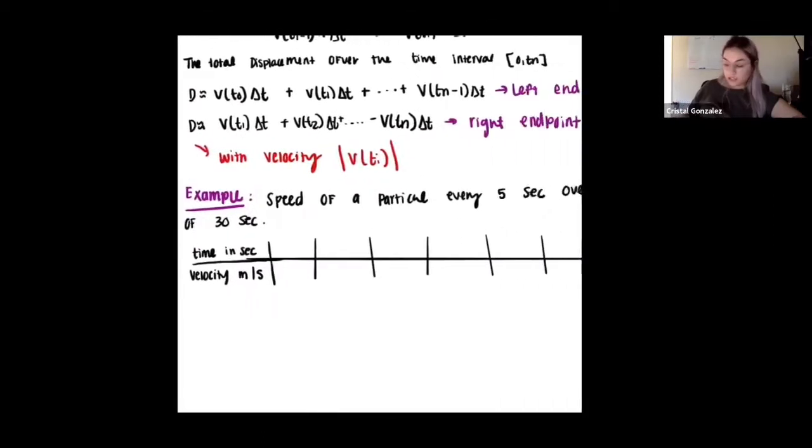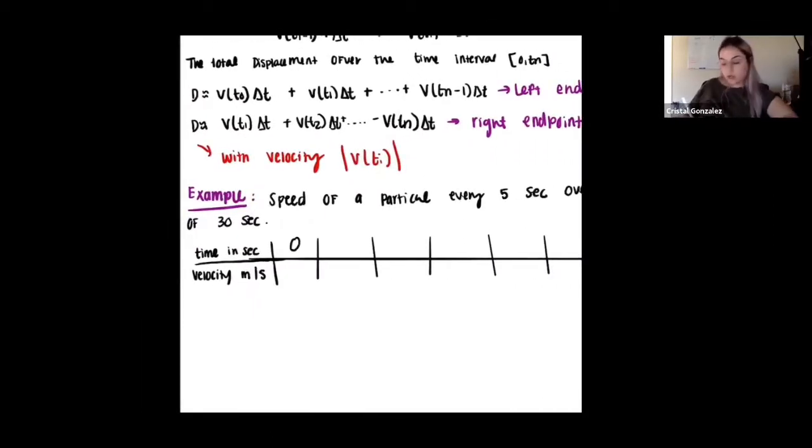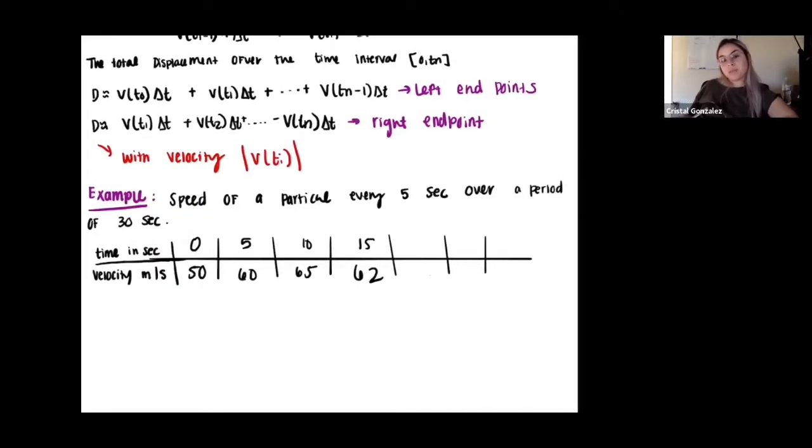Okay, so let's say that at the first time we're at 0 and we're going 50. 5 seconds pass, and now we're going 60. 10 seconds pass, and then we're going 65. 15 seconds pass, and then we're going 62, so we decrease. 20 seconds pass, and then we're going to 60. 25 seconds pass, and we're going to 55, and then 30 seconds pass, and then we're going to 50.